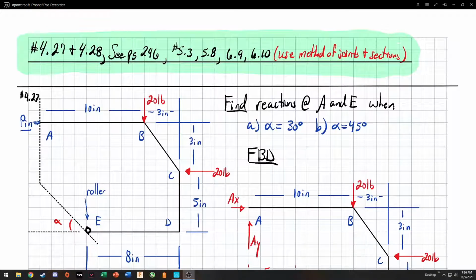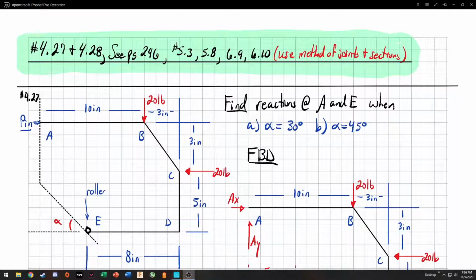Alright, good afternoon, guys. This is going to be the Statics Exam 2 review, covering chapters 4, 5, and 6. The problems we're going to be going over are 4.27 and 4.28. You can also look at anything on page 246. That's going to be some of your chapter 5 problems. Feel free to work any of those that you want.